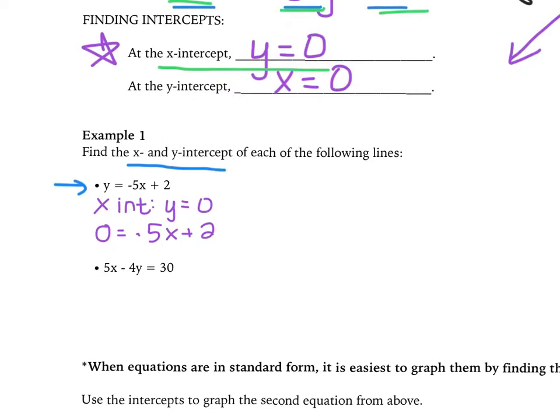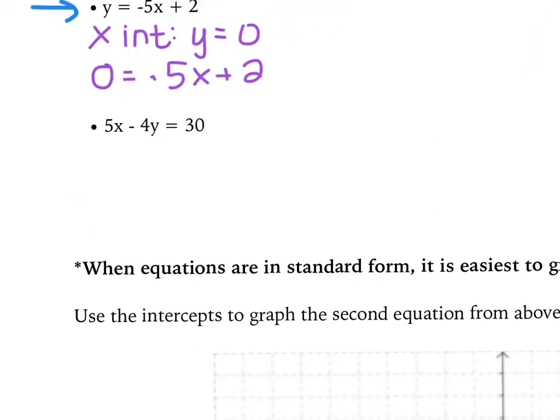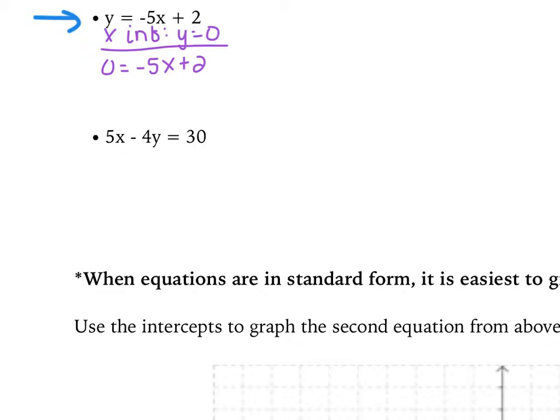Gosh, I wish I had left myself some more room here. Okay, there we go. I just shrunk it up some. So again, looking for the x-intercept, y is equal to 0. You'll see that I put a 0 in place of y in the equation. So I took this original equation, put a 0 right there, and now I'm going to solve it. So I'm going to subtract 2 and subtract 2. So I get negative 2 equals negative 5x. Let's divide by negative 5.